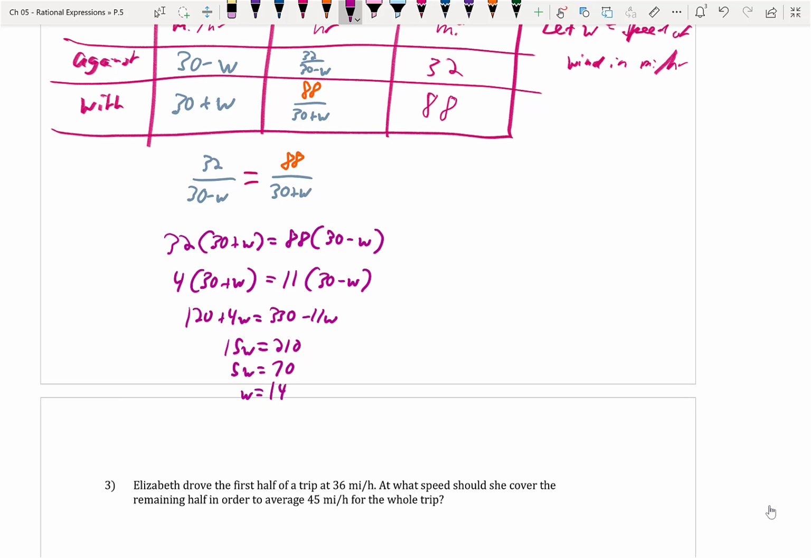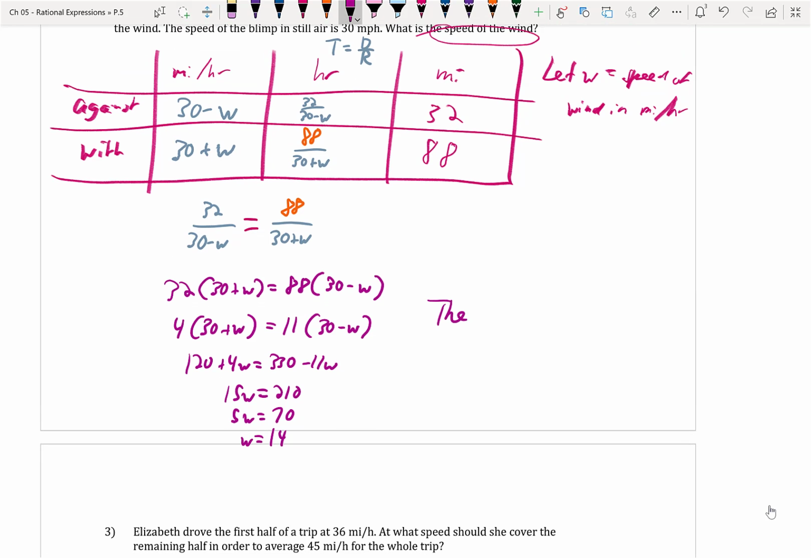Shouldn't the wind be less than the boat speed? If it's not, then bad things happen. So we can say the wind speed is 14 miles per hour.